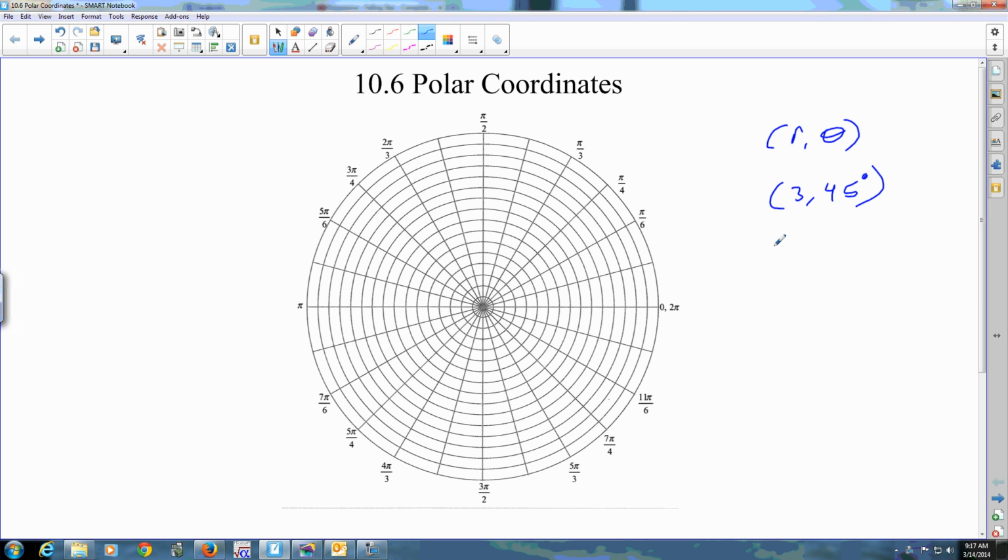There's nothing that says it has to be written in radians. You could have -5, 11 pi over 6. Okay? It's just r, theta. There's nothing, like I said, that says when you write something in polar coordinates that it has to be in radians. But as you can see, the unit circle I've drawn on here is in radians, so I'll be referencing stuff in radians.